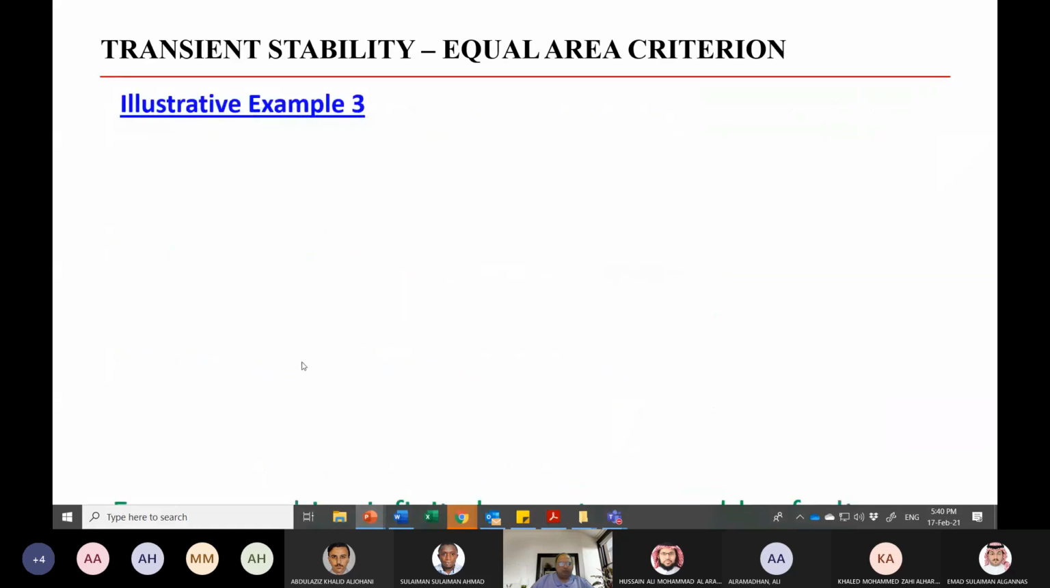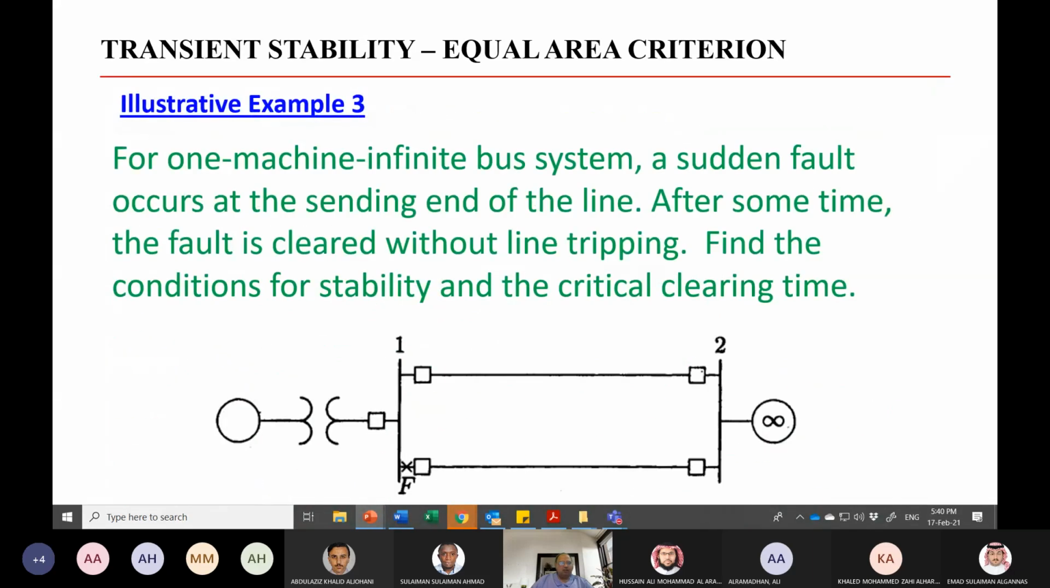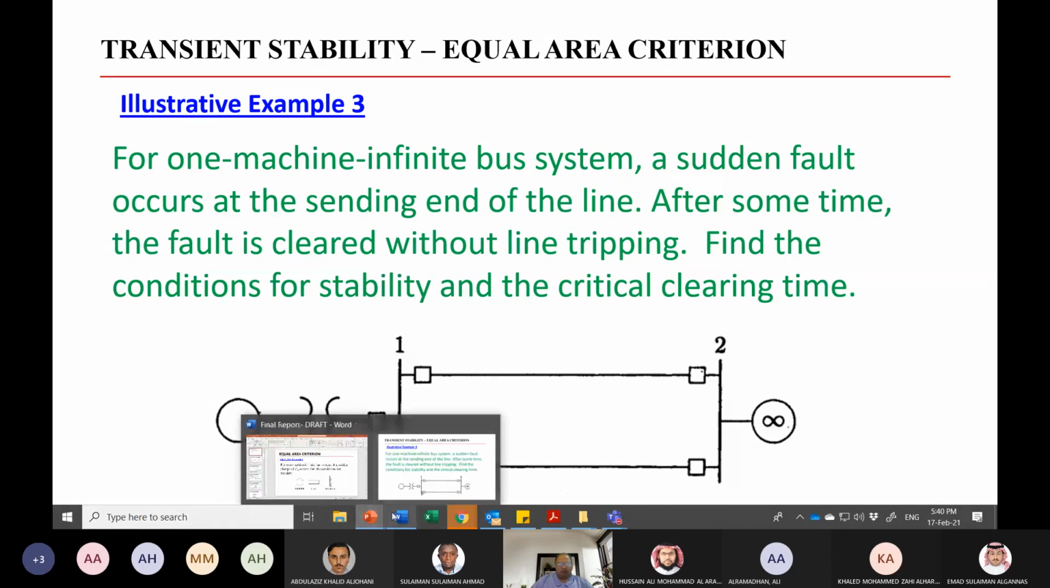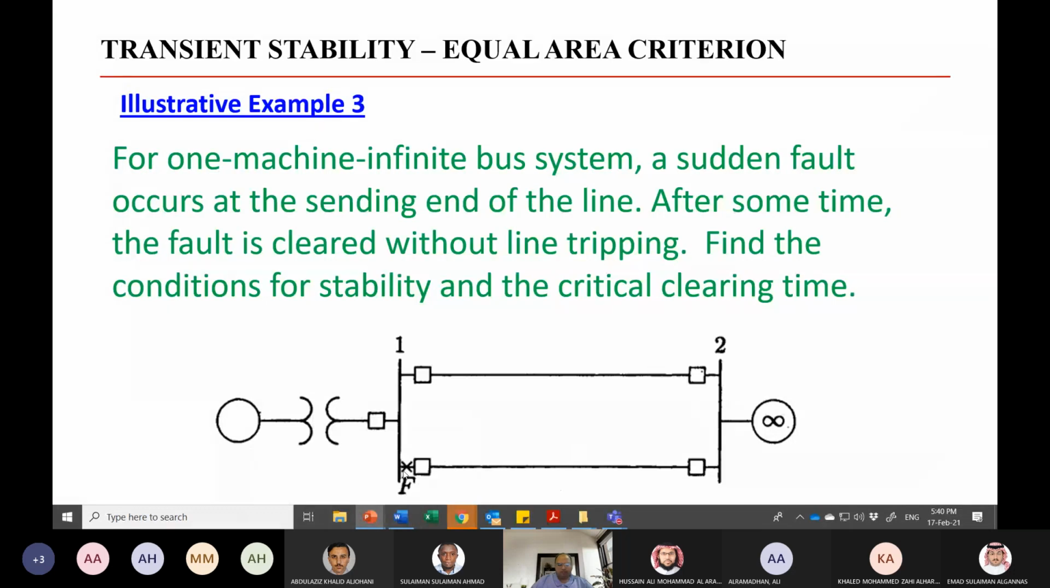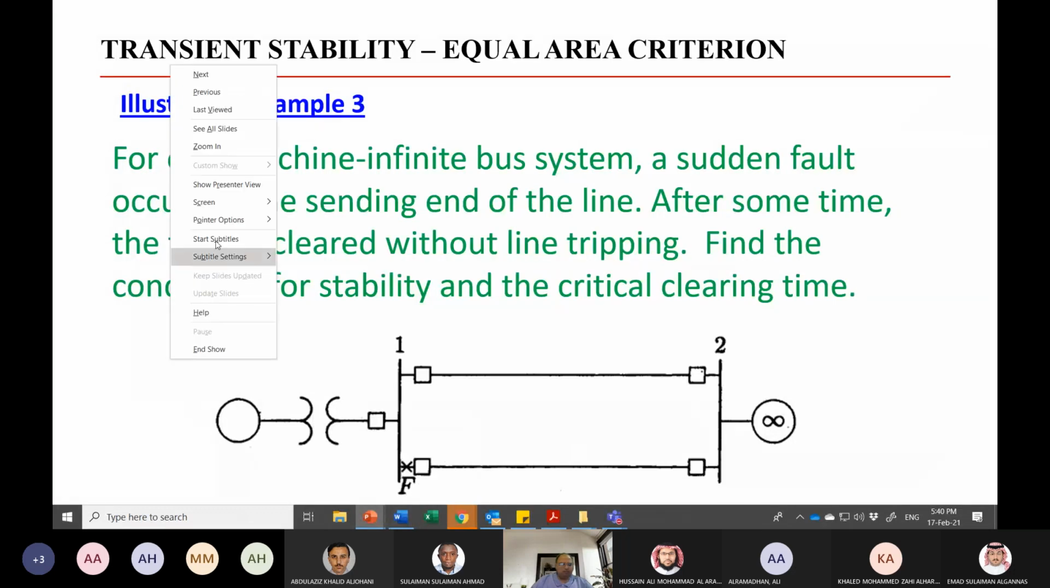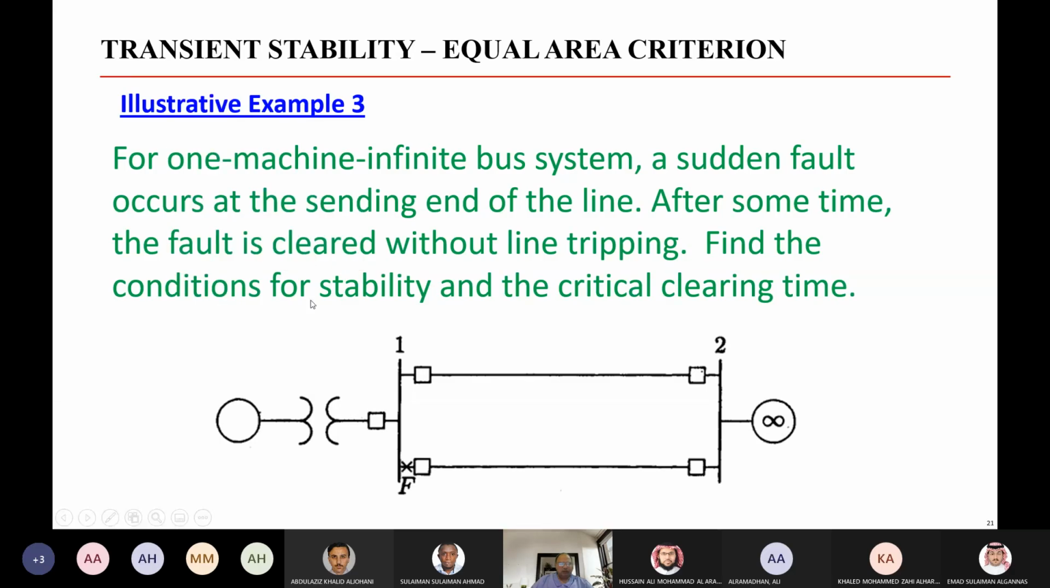Okay. Let us see another example. For one machine infinite bus, a sudden fault occurs at the sending end of the line. Here, on this transmission line near bus number 1, we have a fault. The fault is cleared by itself without line tripping.